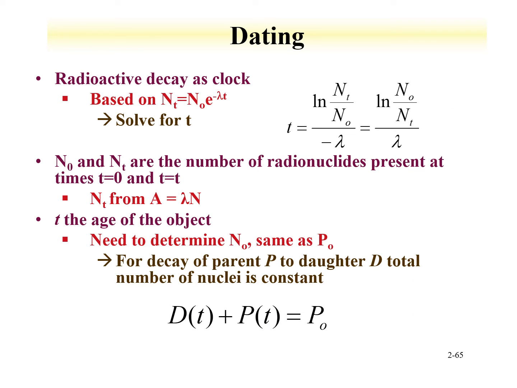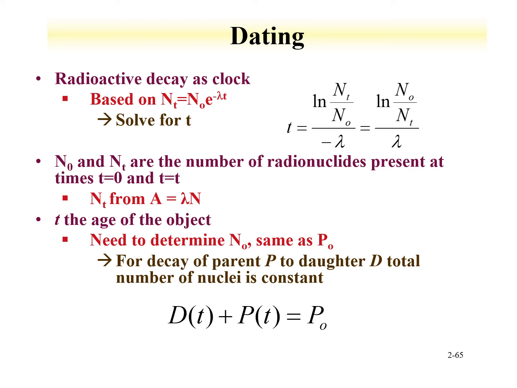So if we have a long-lived isotope that decays to some ground state or stable daughter or another long-lived daughter, we can use this as a clock to determine the age of something. And the clock is basically from this equation where the number of atoms at given time t is just equal to the number initial times e to the minus lambda t. So let's rearrange this equation and solve for t, and the equation becomes what is shown here, where it's equal to the natural log ratio of the initial and the number of atoms at time t, and the decay constant of what's decaying.